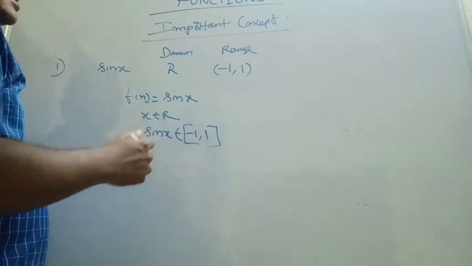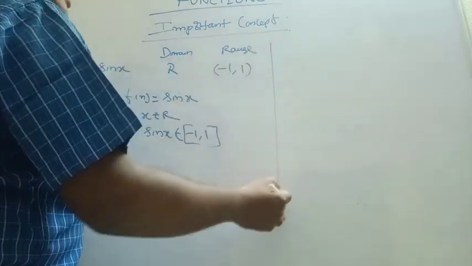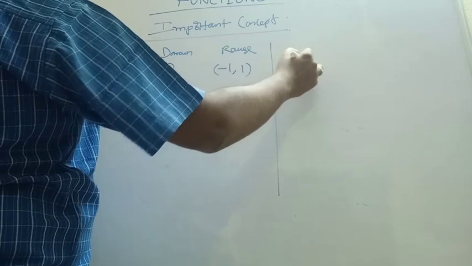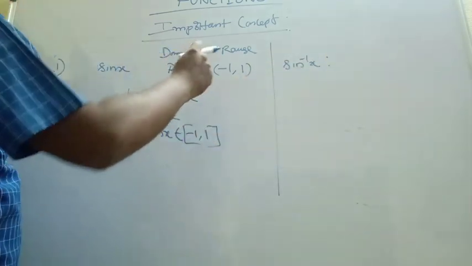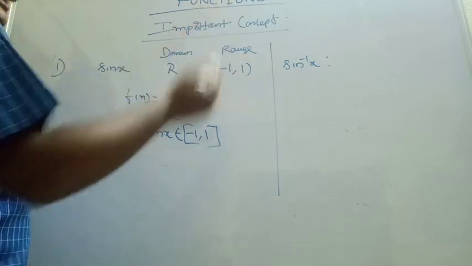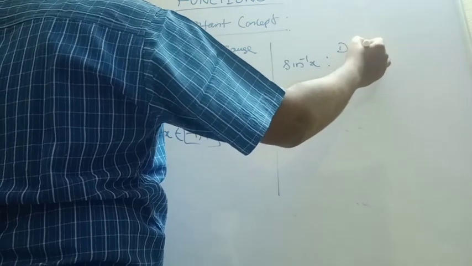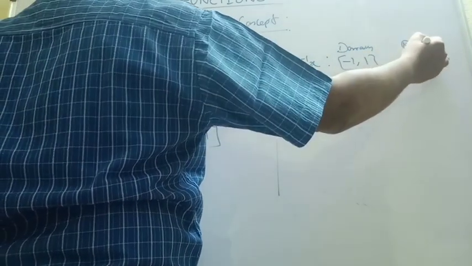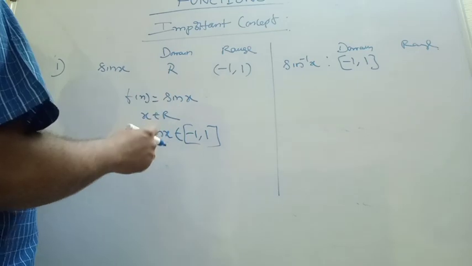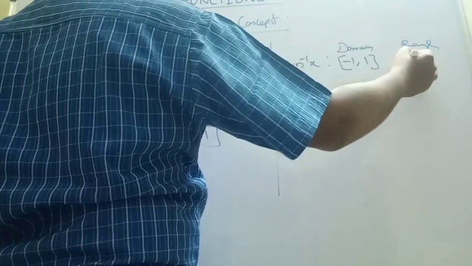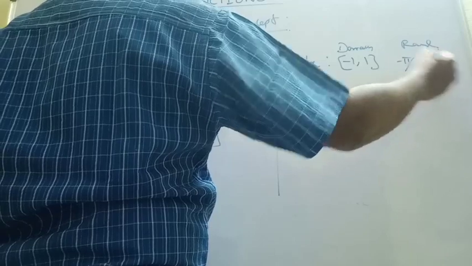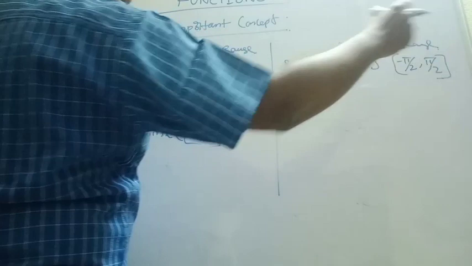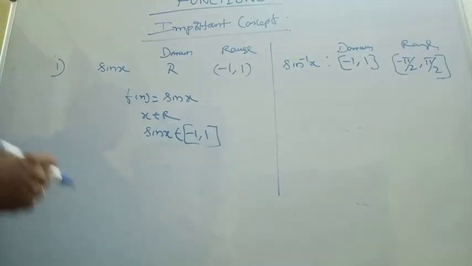Now, within this it is a bijection, therefore simultaneously its inverse function is defined. Sine inverse x: you know that range becomes domain and domain becomes range. For this, what is the domain? You are going to have -1 to 1, and the range is -pi/2 to pi/2.